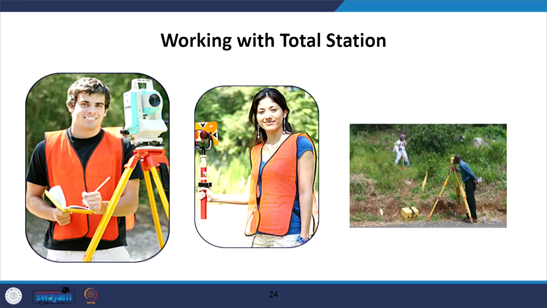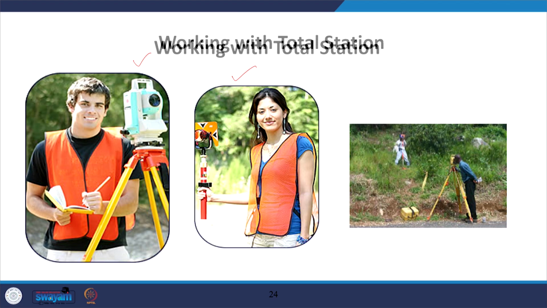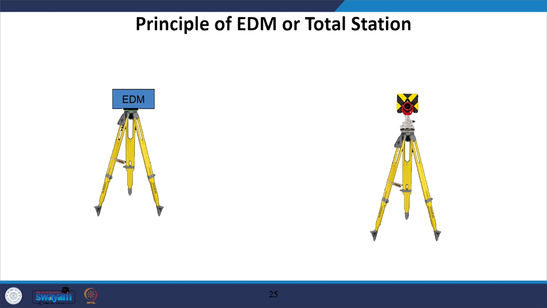We keep the prism at a point whose coordinates or distance are to be determined, and at the other point we keep the EDM or total station, and then we take the measurements using the capabilities of the prism. This is how we work with the total station. The person takes the observation with the total station after setting it up at a point, and at the other end we keep the prism. We have to move the prism quite frequently in order to take a large number of measurements.